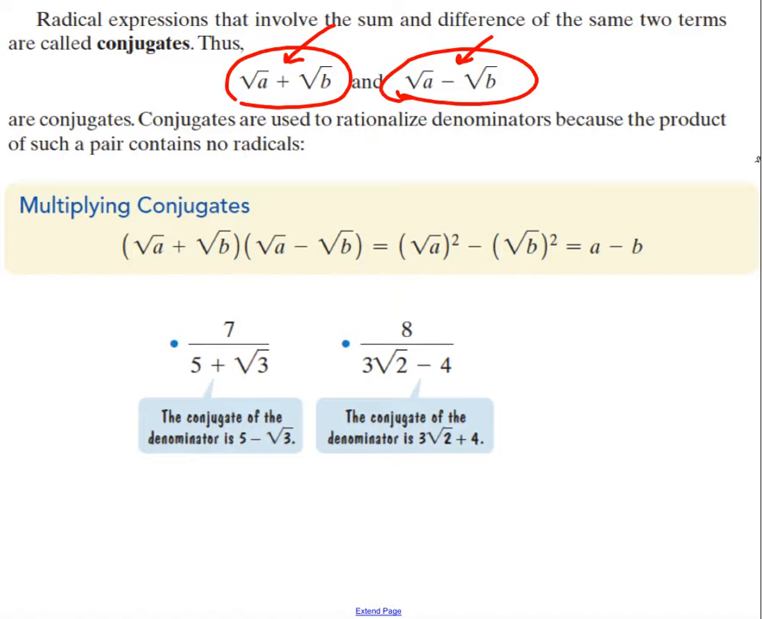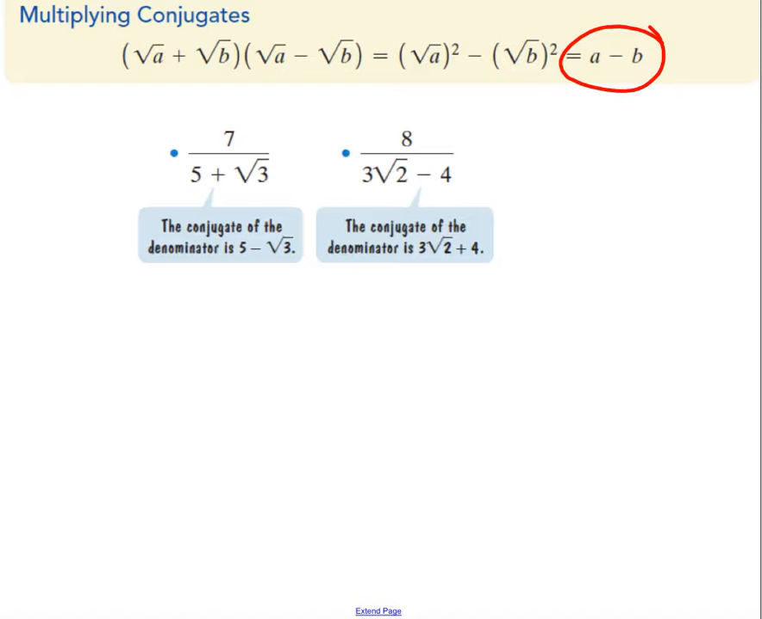When you multiply conjugates and you FOIL it out, first, outside, inside, last, the middle terms will always cancel out. So you're going to be left with a minus b. Down below here are a couple examples. Here is our original expression. Here's my denominator, 5 plus the square root of 3. The conjugate is going to be 5 minus the square root of 3. Again, it's the opposite sign of this.